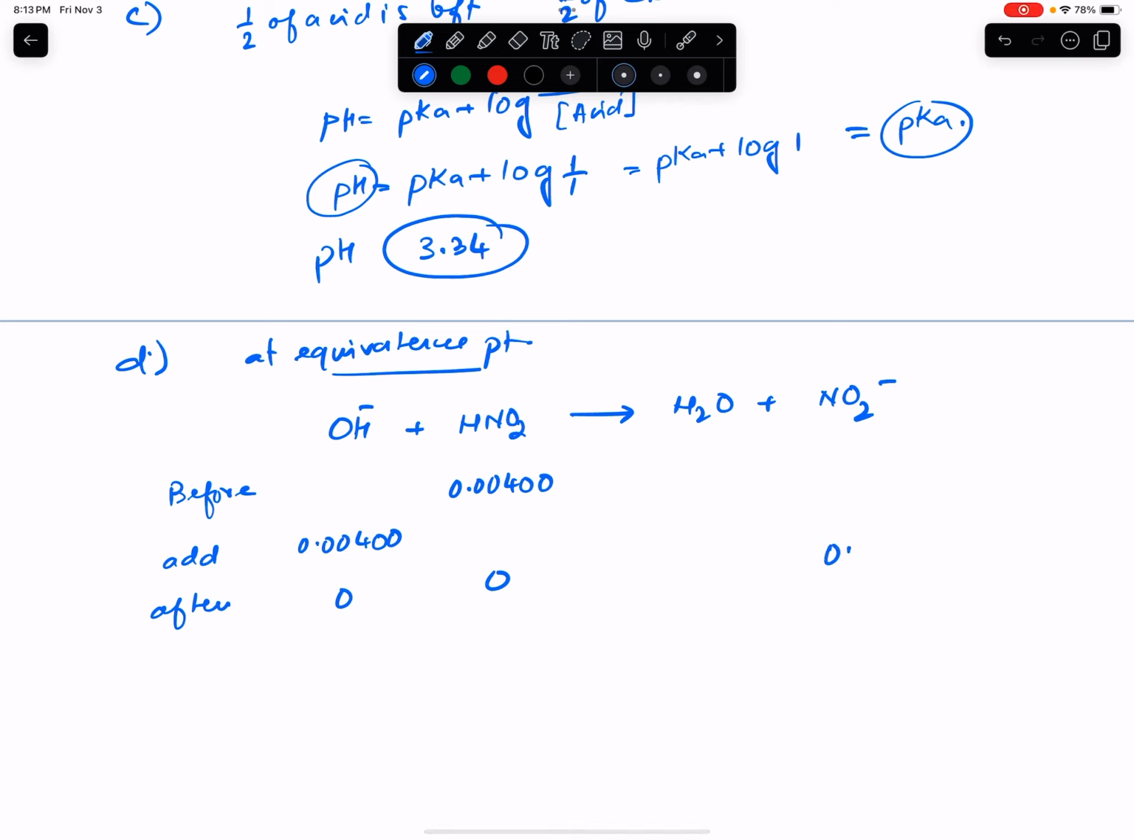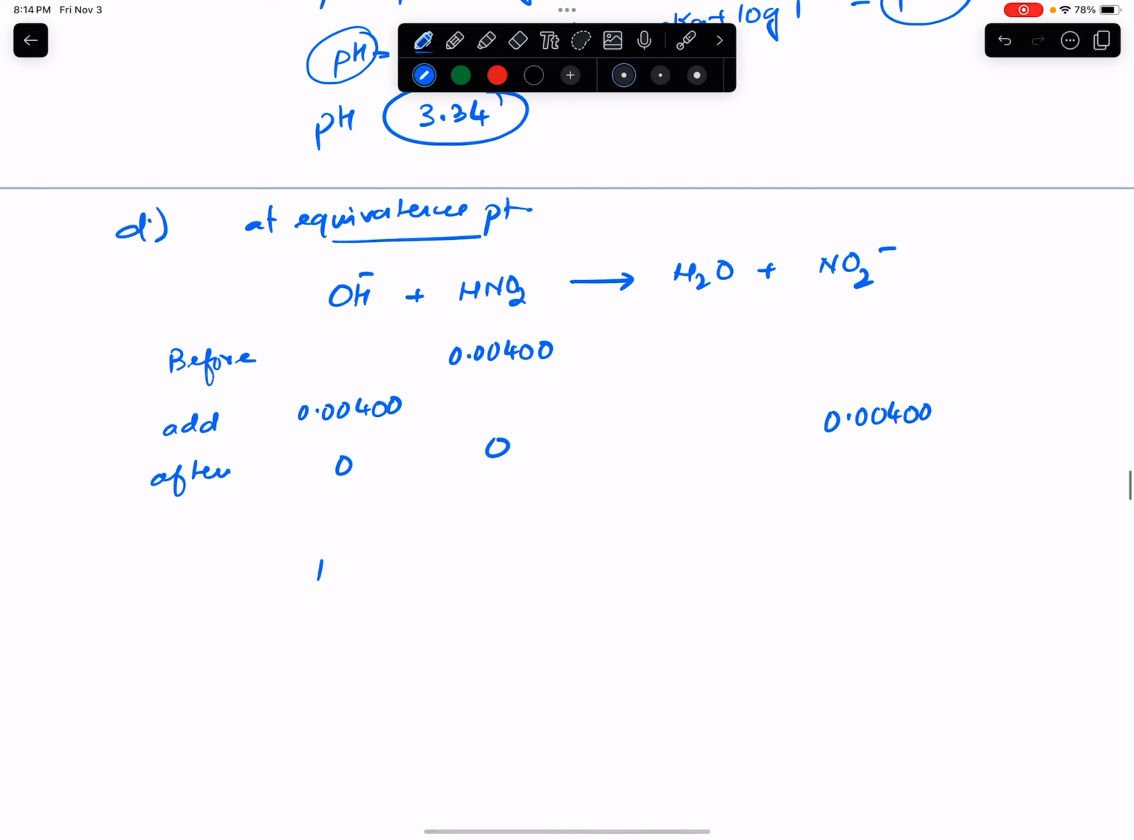So really at the end you're going to have 0.00400 moles of conjugate base left over. As we mentioned right at the beginning of this video, that's a weak conjugate base, generated from a weak acid, so that conjugate base is going to have its own equilibrium set up. We have to draw out the equilibrium for the conjugate base. So we write NO2 minus plus H2O, which gives us HNO2 plus OH minus. Then we have to create an ICE table for this.